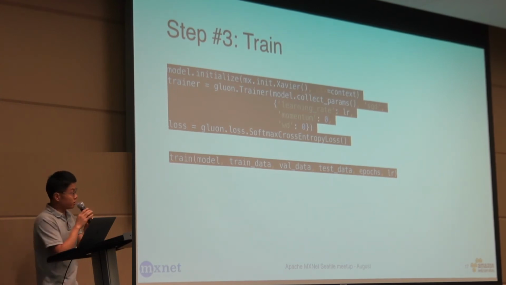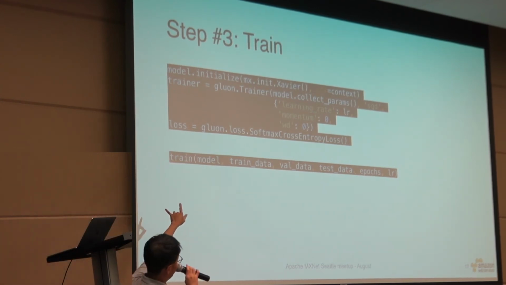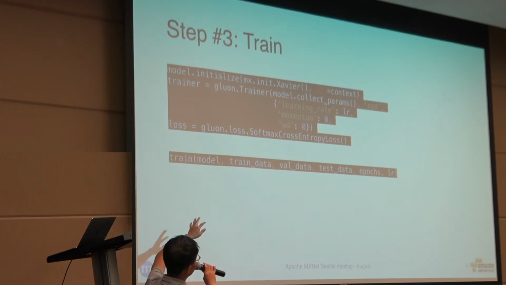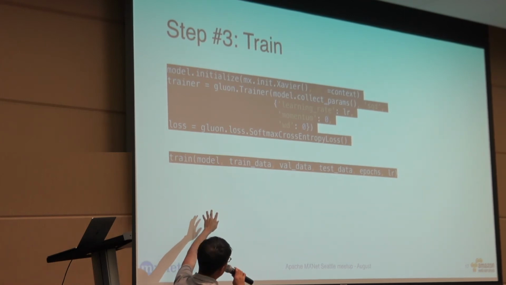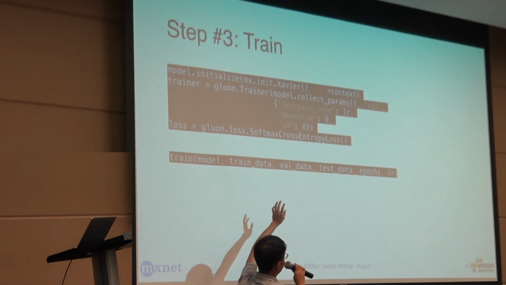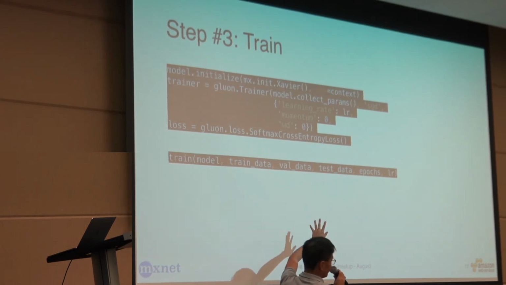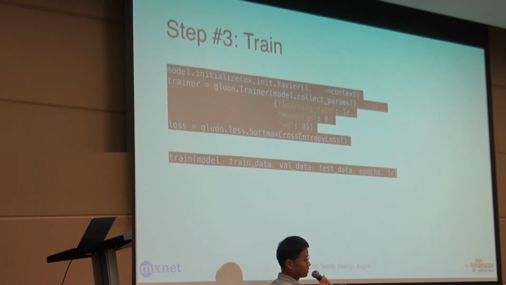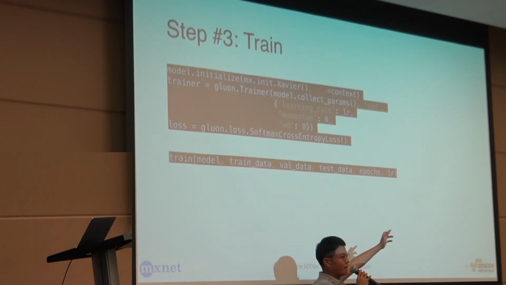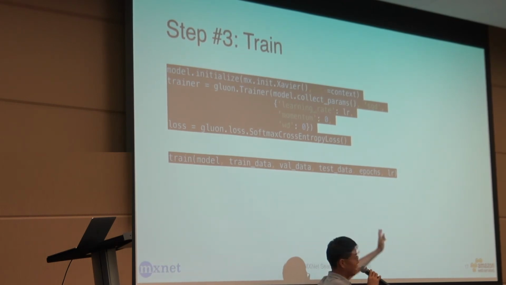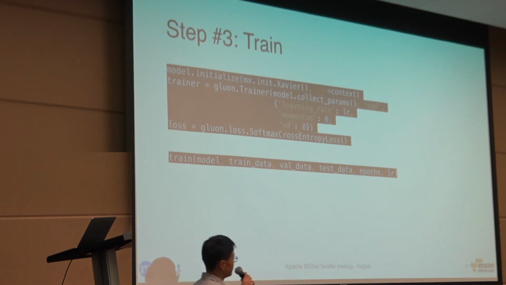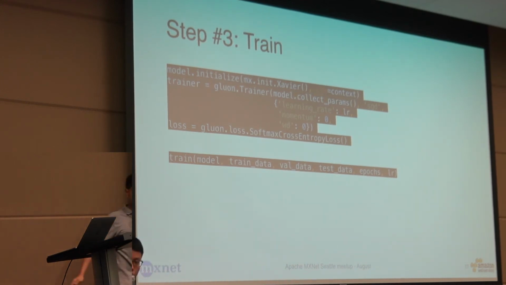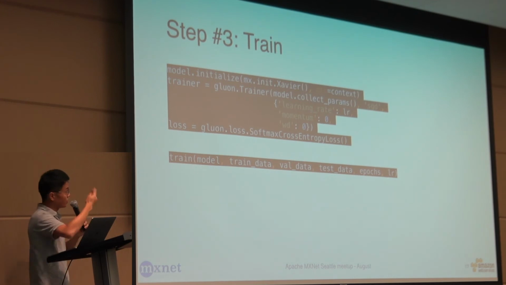Okay, then we will have the loss, and then we can just use one line of code to train the model. We have this API where you just have your model as input, your train data as input, and your validation and test data as input if you want to print out the loss information. You have the epochs, how many epochs you want to train your model, and the learning rate ready for the trainer as well. So then we will just start training.